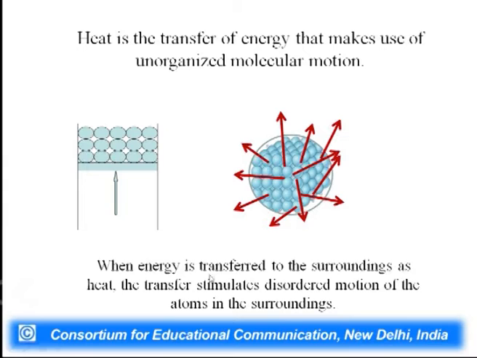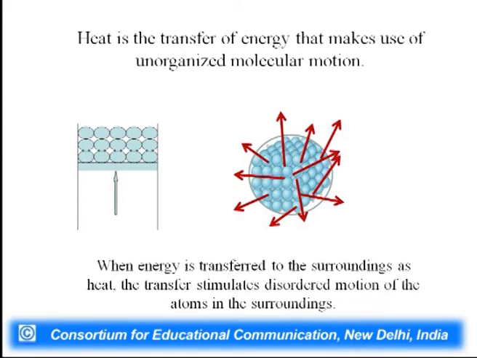So, when energy is transferred to the surroundings as heat, the transfer stimulates disordered motion of the atoms in the surroundings. So, again I would like to emphasize that all energy can be categorized into two different parts. One which induces orderly motion, and that is called work. The other category which induces disordered motion, that is called heat.